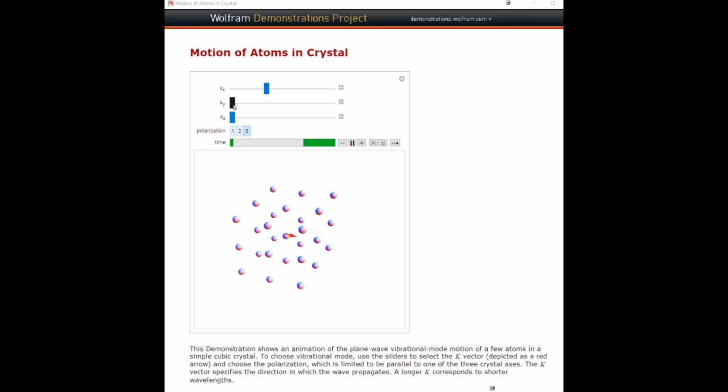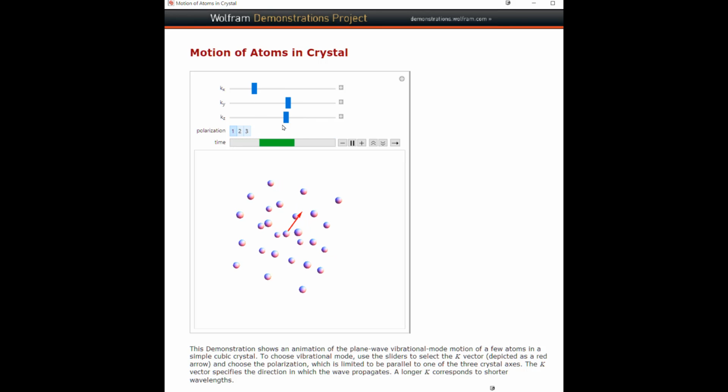You can also modify the ky and kz, right? So I can do it like this. If I change the kx, ky, and kz, it's a little hard to see, but you can now send the waves through different vectors through the crystal. It doesn't have to be parallel to one of the axes.